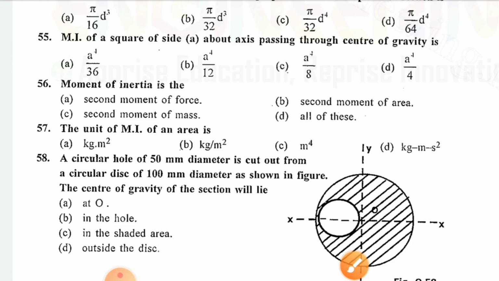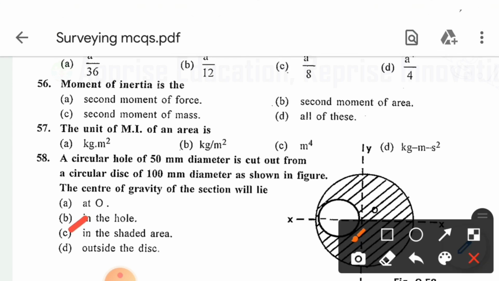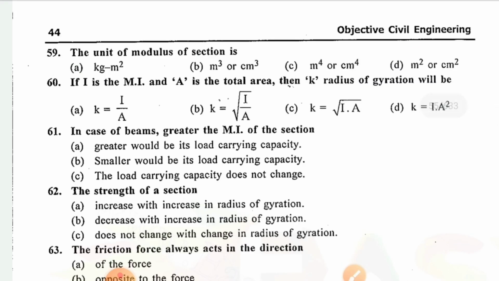Question number 58. A circular hole of 50 mm diameter is cut out from a circular disc of 100 mm diameter as shown in figure. The center of gravity of the section will lie: option C is correct, in shaded area. Question number 59. The unit of modulus of section is: option D is correct, meter square or centimeter square.